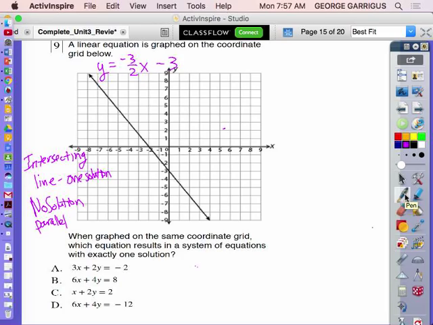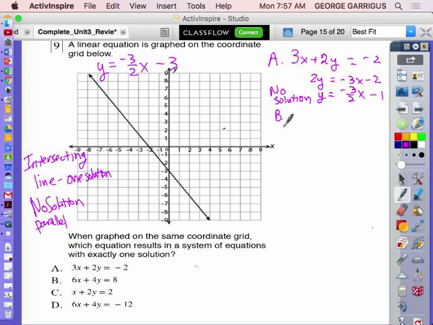Equation A, 3x plus 2y equals negative 2. If I rearrange this, I get 2y equals negative 3x minus 2. If I divide everything by 2 or multiply everything by a half, I get y equals negative 3 over 2x minus 1. So the slope is the same. That cannot be an answer. This is no solution because it's parallel.